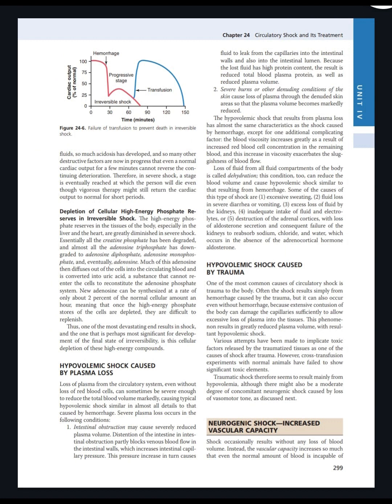The high energy phosphate reserves in the tissue of the body, especially in the liver and the heart, are greatly diminished in severe shock. Essentially, all the creatine phosphate has been degraded, and almost all the adenosine triphosphate has been degraded to ADP, AMP, and eventually adenosine.